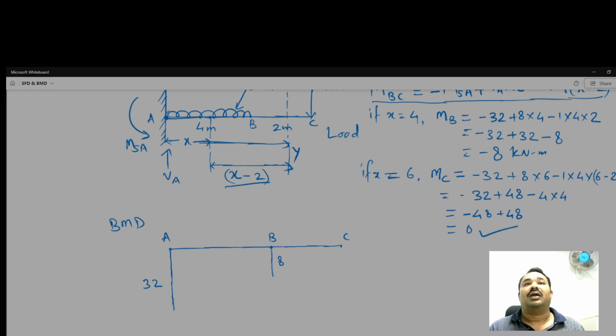8. And what about B and C? So at C it becomes a 0, and the linear equation is there, that's why linear profile we will get. And what about in between AB, we are getting the parabolic, that's why it becomes like this, it's negative, it is negative. So in this way we have drawn the SFD BMD by calculating their values.